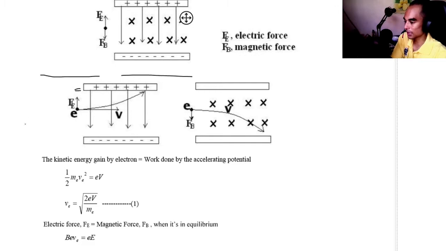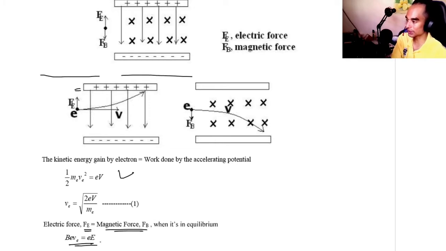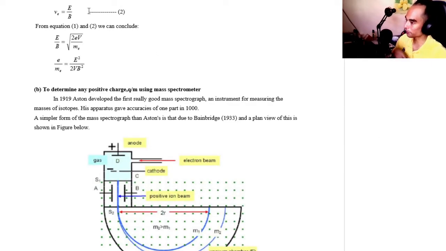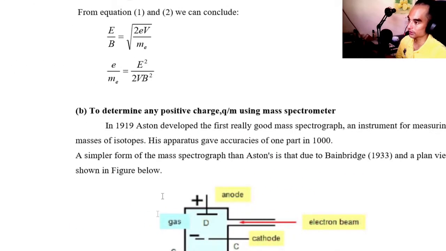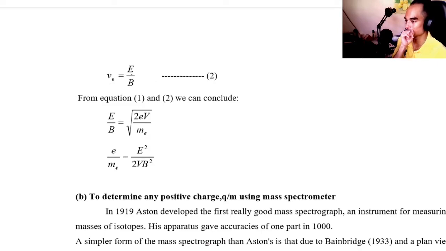So half mv² equals eV, and v, the velocity of the particles, will be equal to √(2eV/m). Electric force Fe equals magnetic force when it's in equilibrium. It means that it passes through without any deflection. So Bev equals eE, where e is the charge and E is the electric field. The e can be cancelled, right? So v equals E over B.